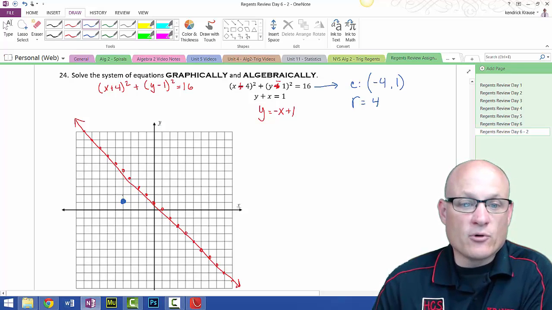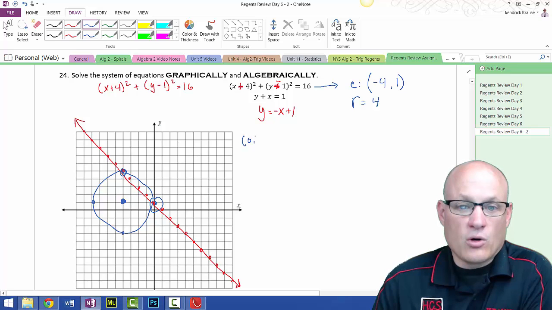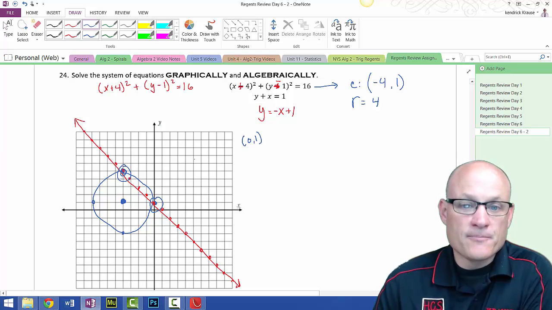So we're going to go up 4, 1, 2, 3, 4. Right 4, down 4, and left 4. And we'll draw our circle in, try to make it look somewhat like a circle, not like a diamond, although this is pretty rough. I'm actually really good at this if I'm on paper. So my 2 points of intersection are 0, 1, and negative 4, 5. So those are my 2 answers.